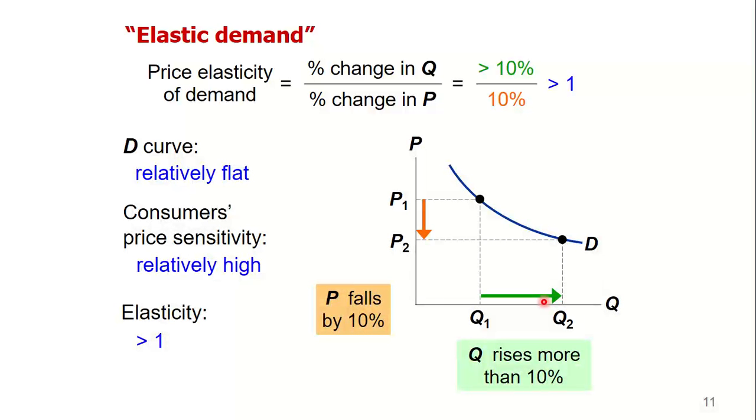As a demand curve becomes more horizontal, it covers a greater quantity and elasticity is greater than 1. So this is elastic demand. And if we put these values in this formula, here the percentage change in quantity is greater than 10% over the percentage change in price, that is 10%. So price elasticity of demand is greater than 1.